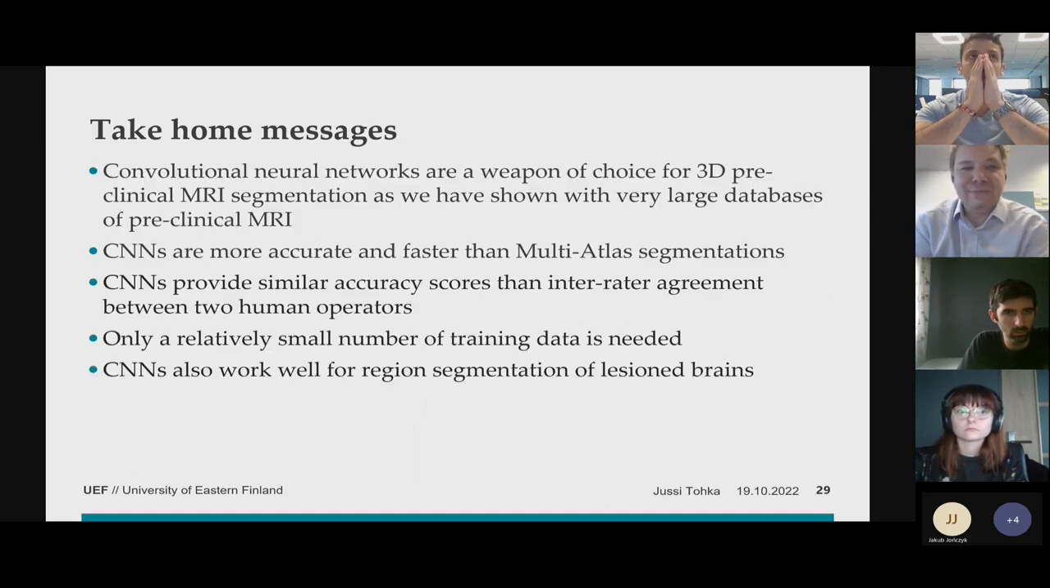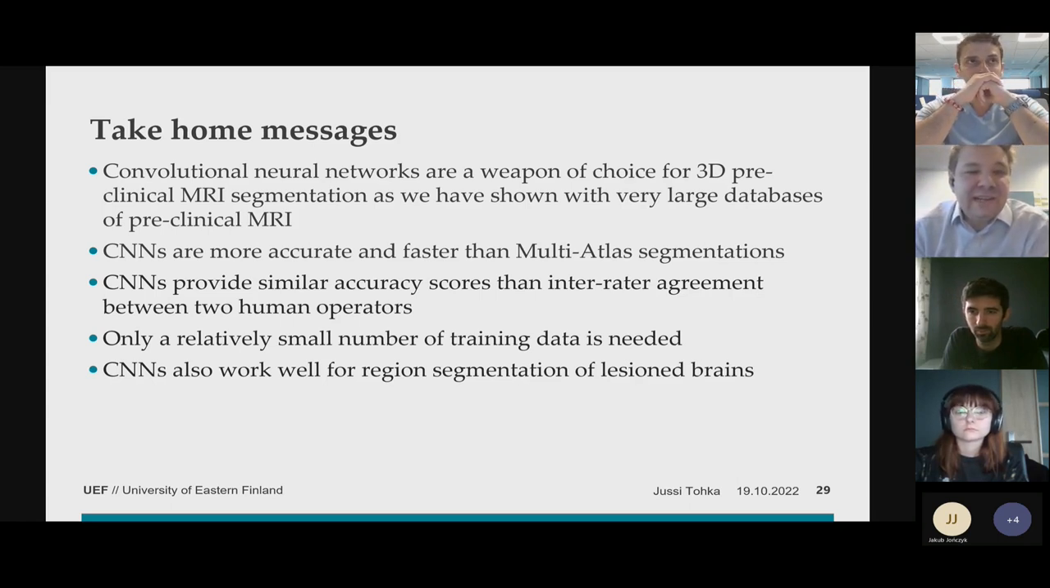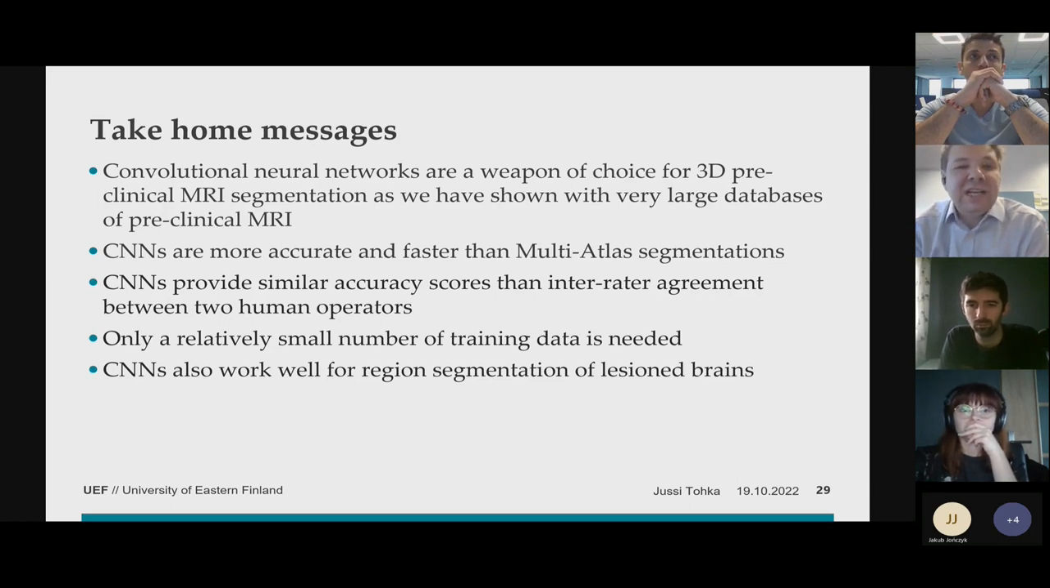But I have almost used my time, so a few take-home messages. Convolutional neural networks are really a weapon of choice for 3D preclinical MRI segmentation. And we have shown this with very large databases of preclinical MRI that are varied, and we can trust that this is the case. Maybe it's not surprising, but it is the case. CNNs are typically more accurate and faster than multi-atlas segmentation. And CNNs also provide similar accuracy scores as interrater agreements between two human operators. Not very much training data is needed.